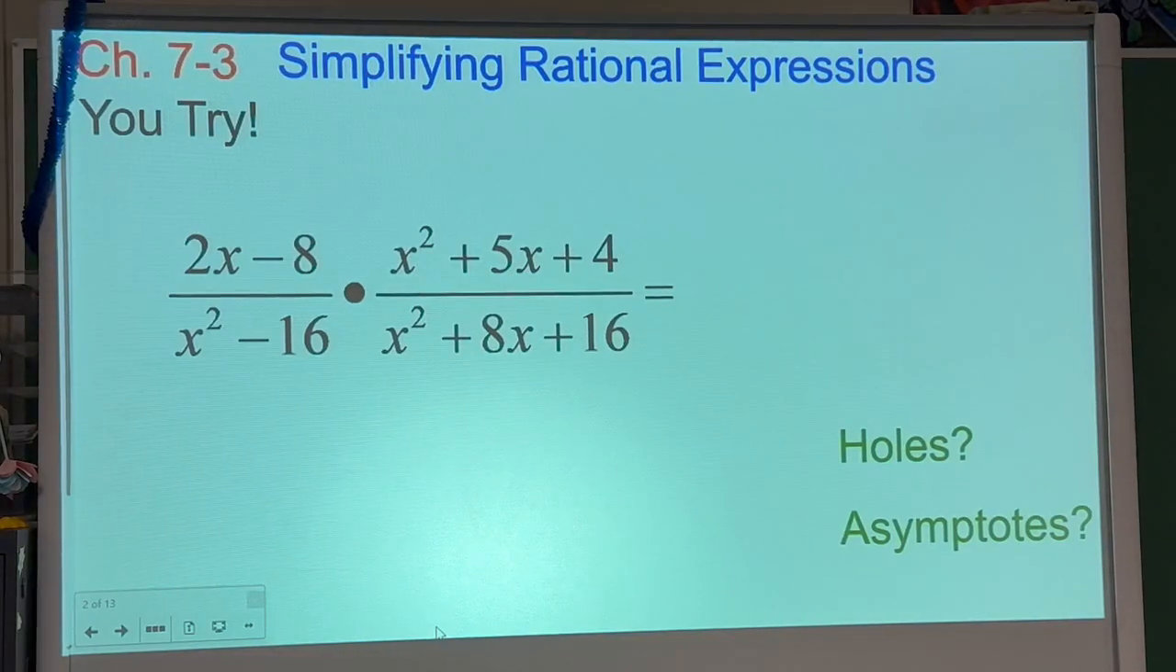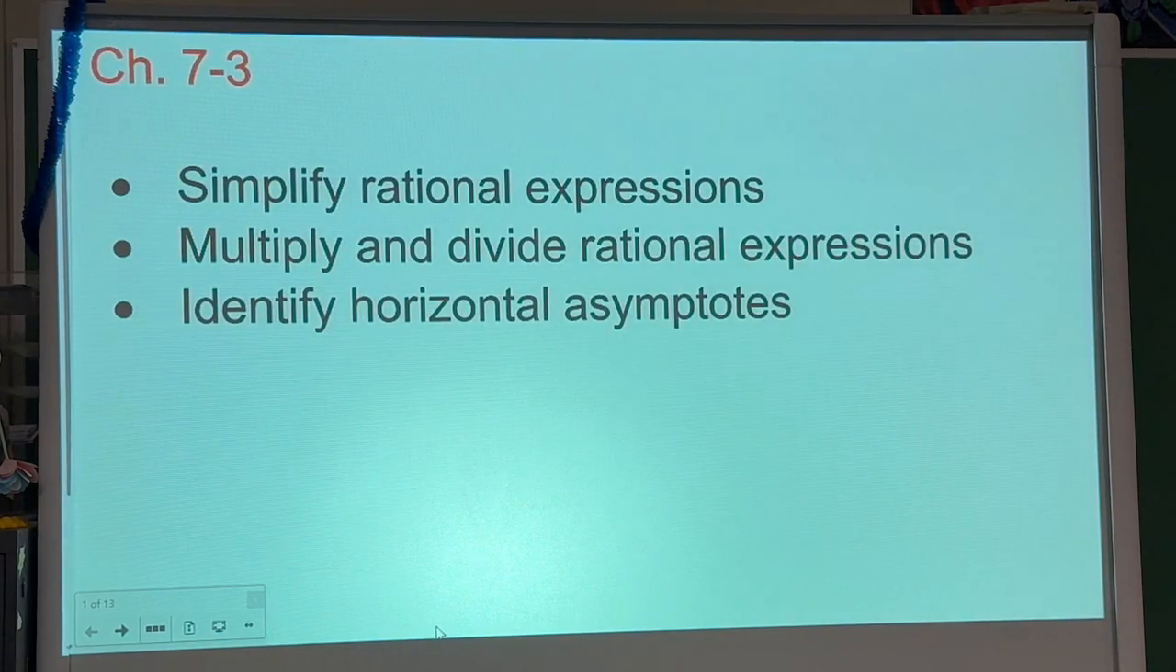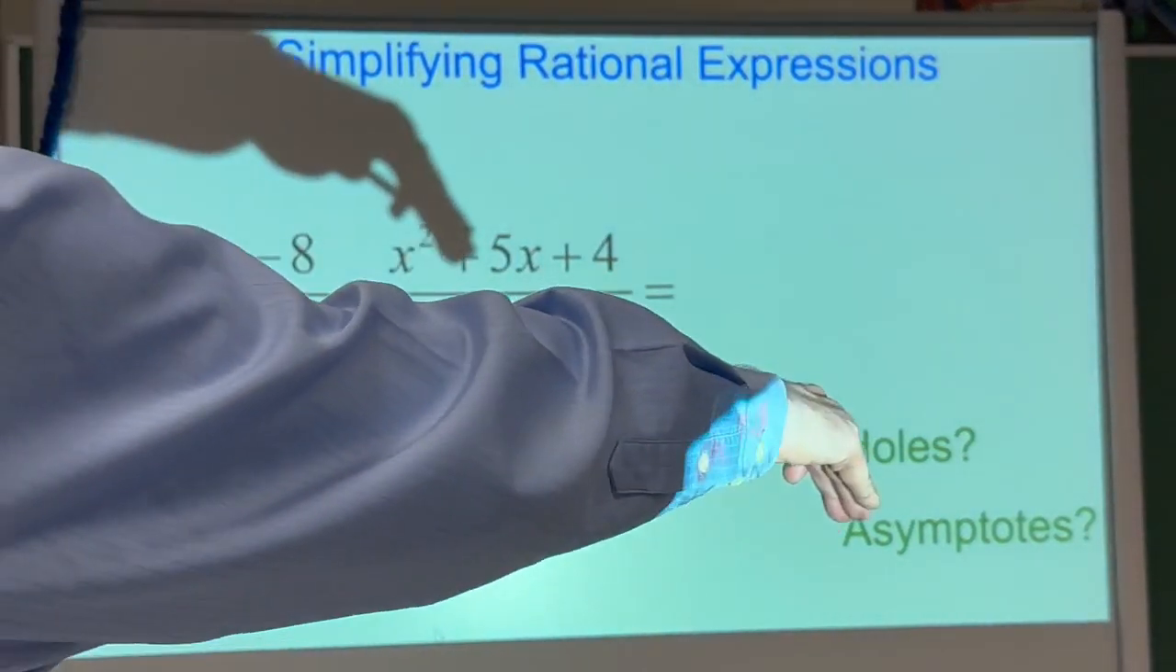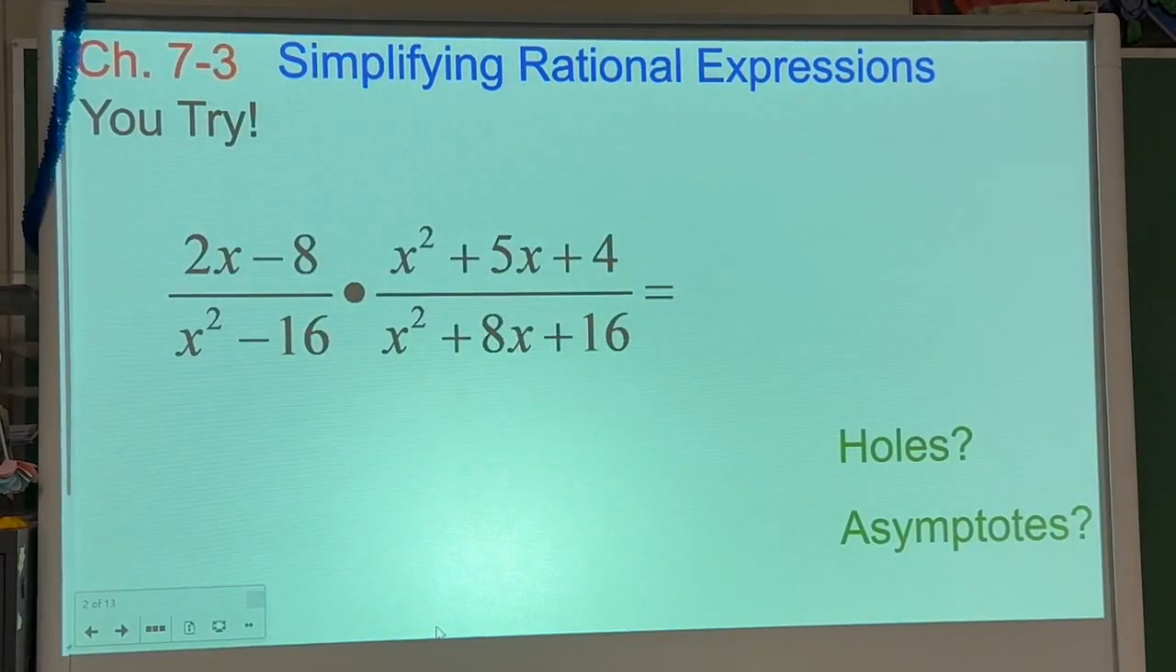Welcome, Algebra 2. Let's take a look at Chapter 7, Section 3, Simplifying Rational Expressions. One of our goals today, along with multiplying and dividing rational expressions, is identifying horizontal asymptotes. How about you practice what we did last class? You'll need to factor each of these. Hit pause, come back when you're ready.